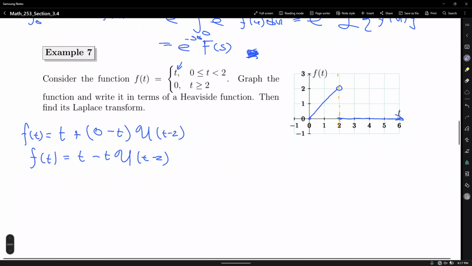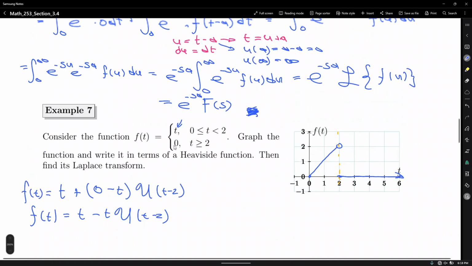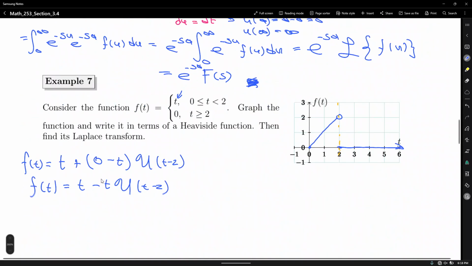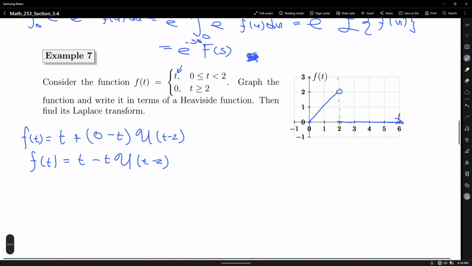But no, check this out. What about this translation? Again, we're trying to find the Laplace transform of a function that has the same translation as its unit step function. So watch out for that. We're not done yet. Careful here. Okay? So that means we wish that t were t minus 2. Well, we can make our wish come true again, because we can: minus (t minus 2 plus 2) u of t minus 2.